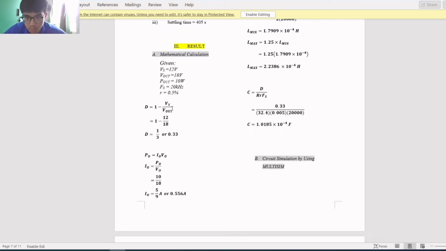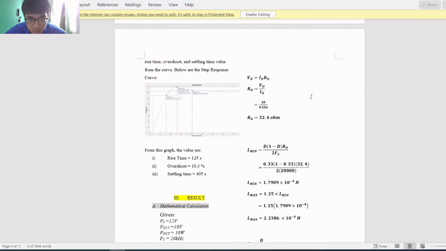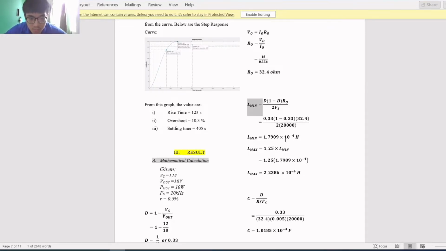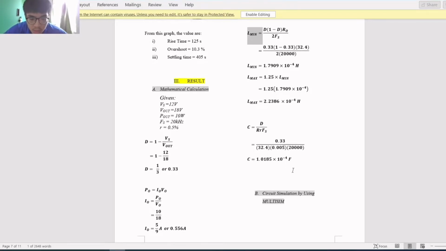In order to calculate the duty cycle, we use this formula, and the answer we get is 1 over 3 or 0.33. To calculate the current flow, the answer we get is around 0.556 ampere. Then to find the correct parameters to fulfill our requirements, the resistor that we calculated is 32.4 ohms. For the inductor, there is a range with a minimum value and a maximum value, about 0.17 millihenry or 0.22 millihenry. And the capacitance value used is 0.101 farad.